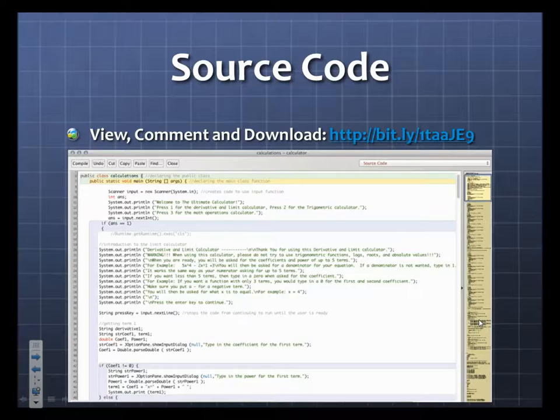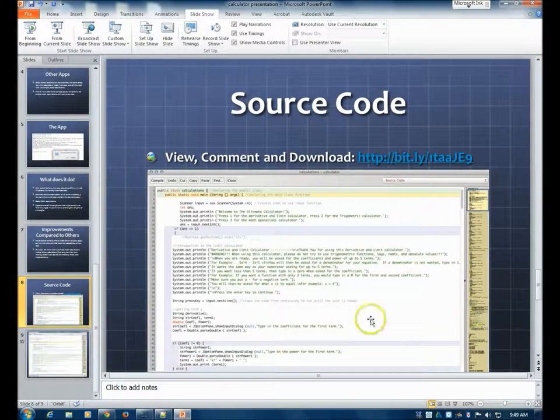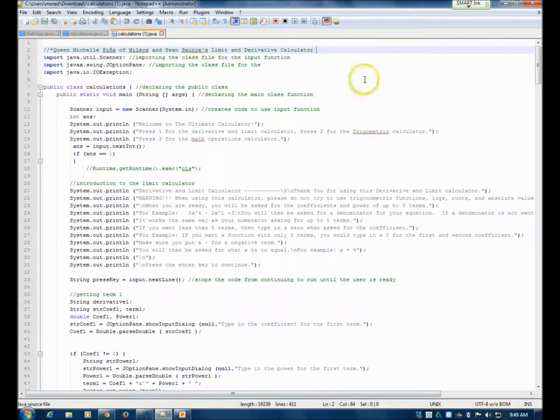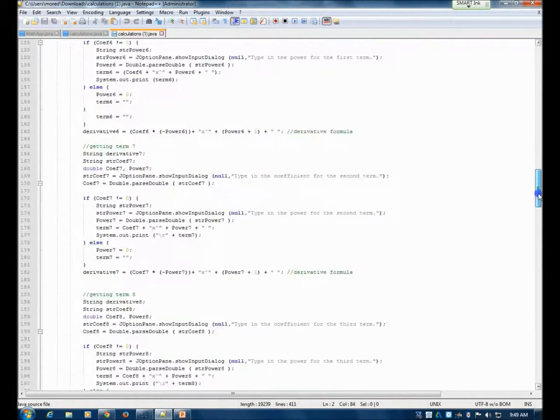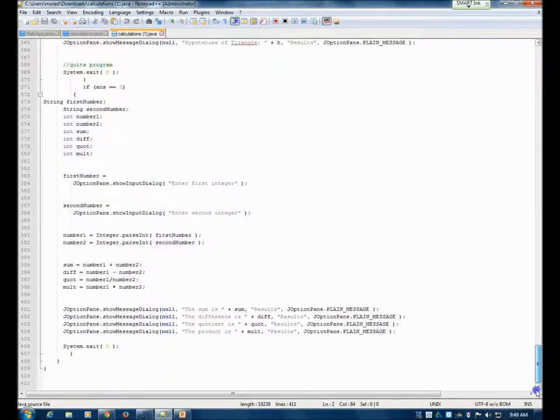So the source code is right here. This is the code of the whole application, and it is very long. It is 409 lines of code.